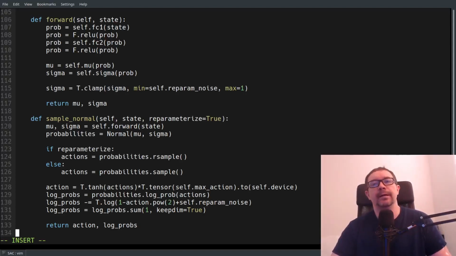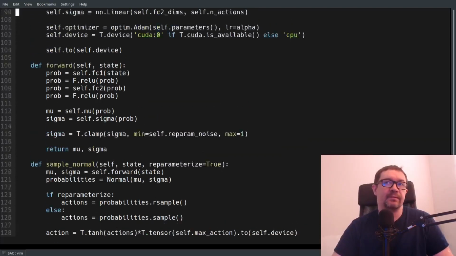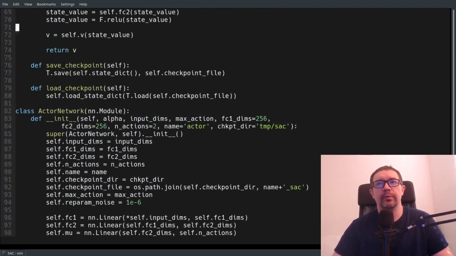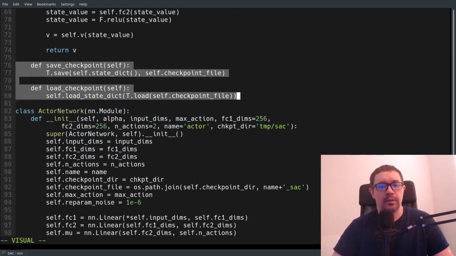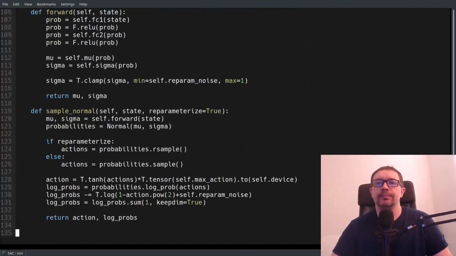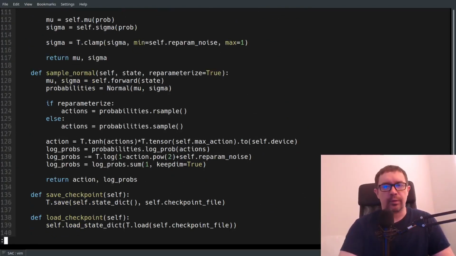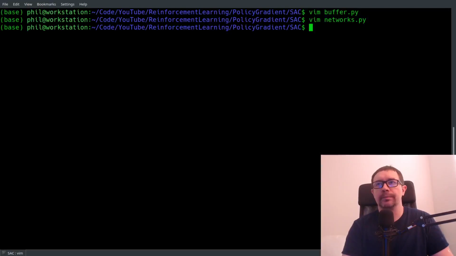So that is it. Excuse me, we need our functionality to save and load checkpoints. We'll just copy and paste those. And now I believe we are done with our networks. Okay, now we can handle the actual agent itself.